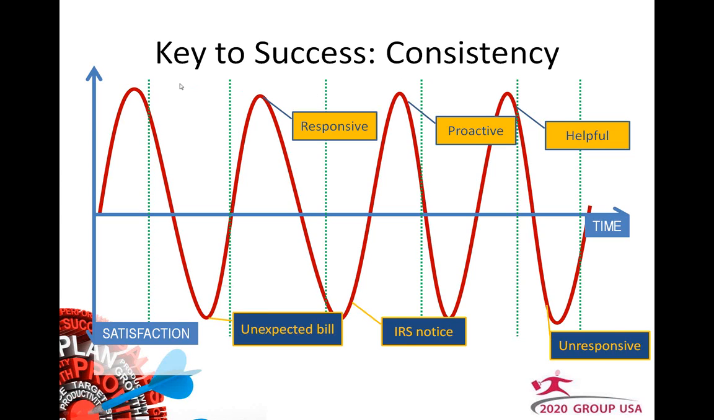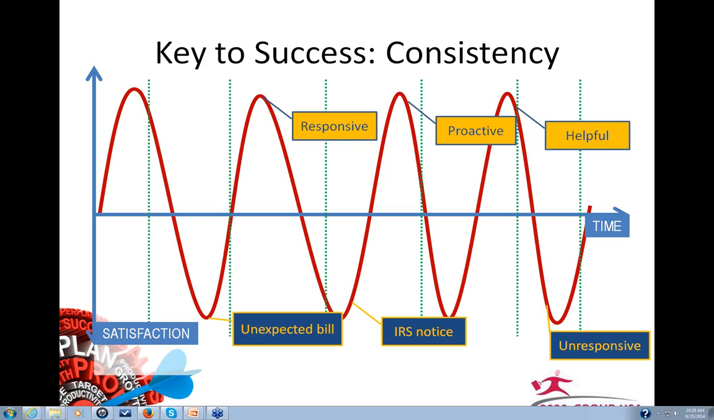So whether that's using social media, whether that's direct mail, whatever the activities are, we need them to be consistent so that we up our chances of hitting a client when they are dissatisfied with their current CPA. So key to success is consistency. And that brings us to our next poll question.